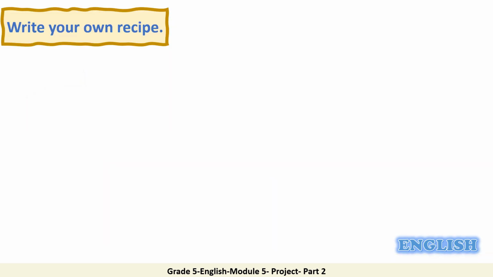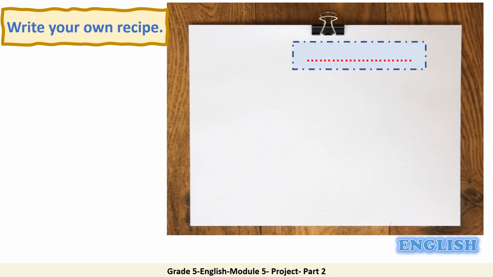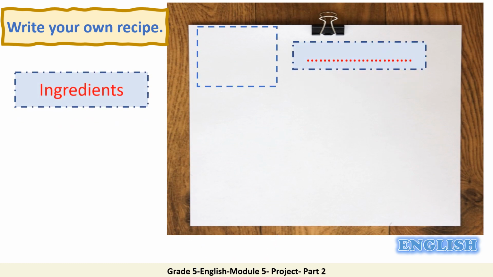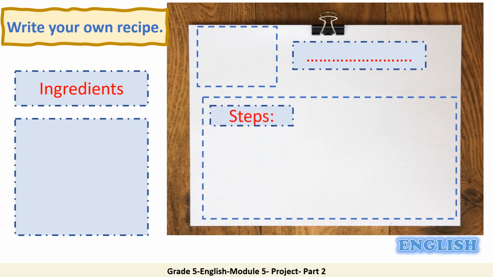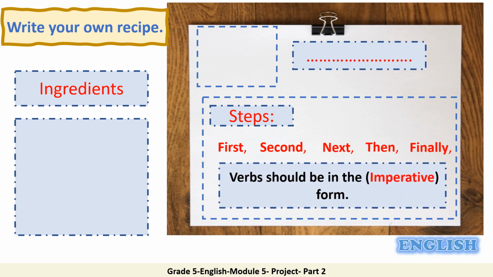Now it's your turn to write your own recipe. Think of a recipe. Write what you need to make this recipe, and then write the steps. Don't forget to use the sequence words: first, second, next, then, and finally. Don't forget also to write the verbs in the imperative form.